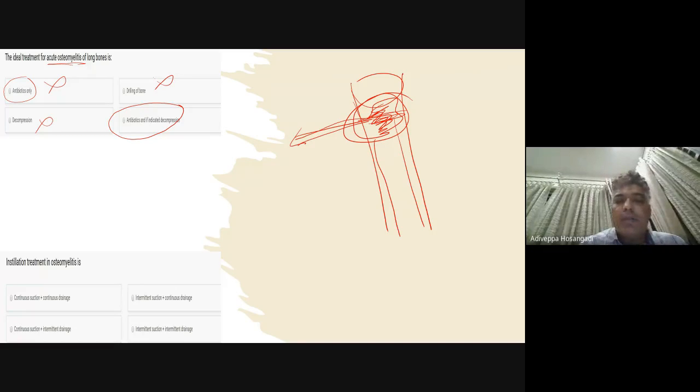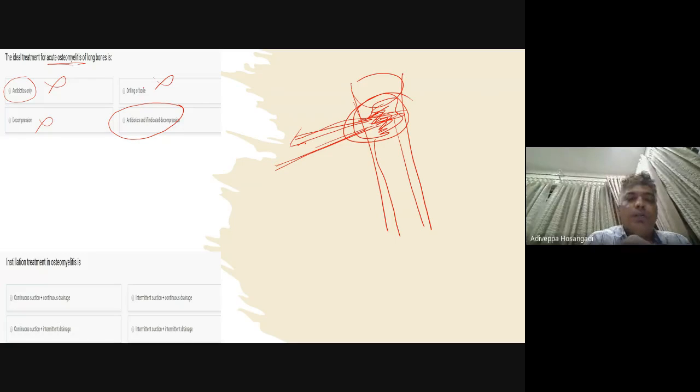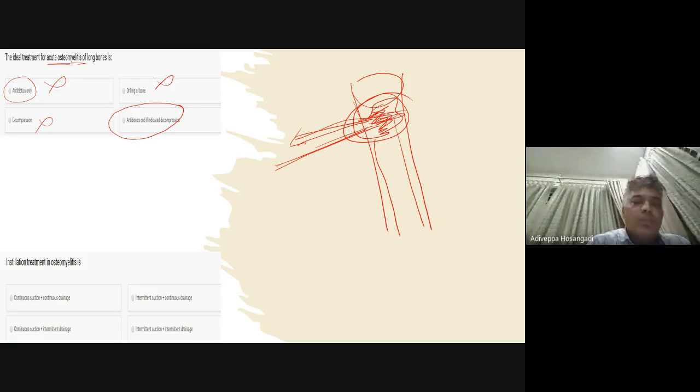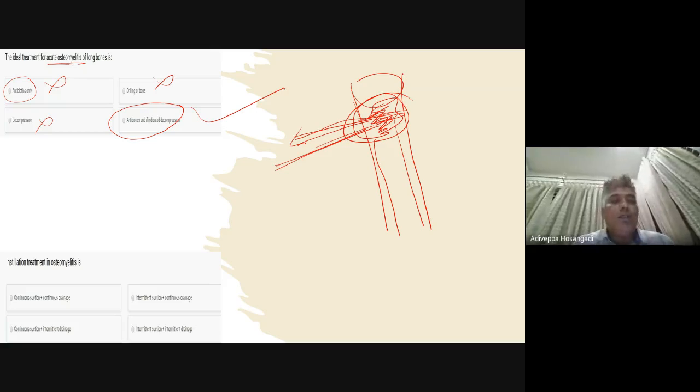That can be done by drilling holes in the bone. Drilling of the bone causes decompression. So it doesn't make sense to choose these two options. Antibiotics alone is not sufficient. So the best option is antibiotics, and if indicated, decompression.